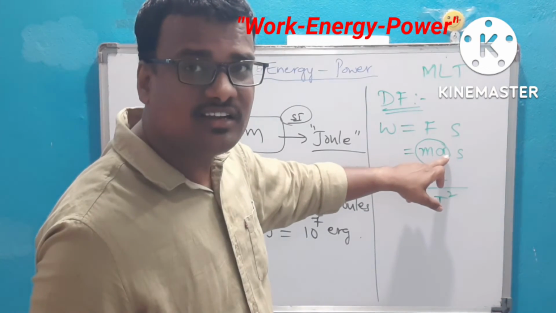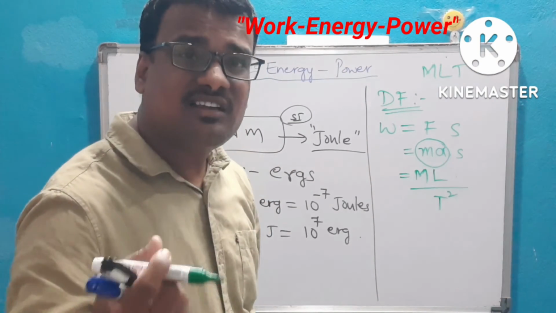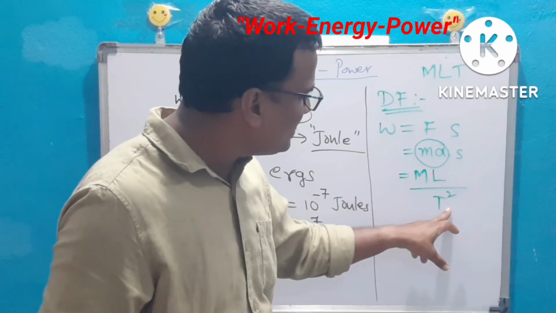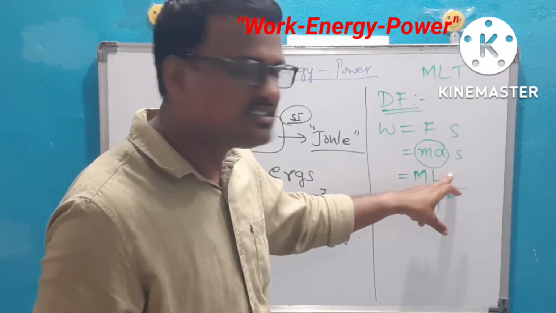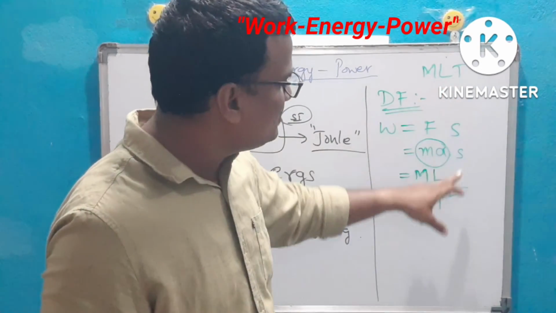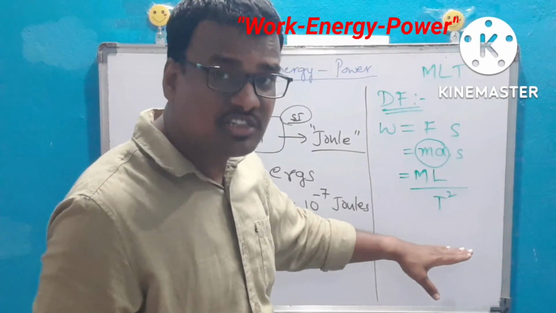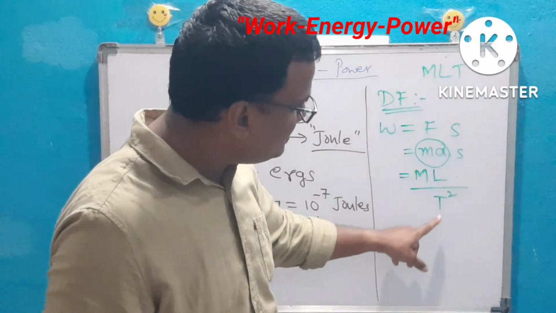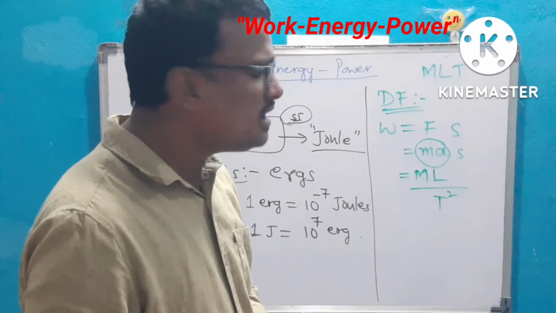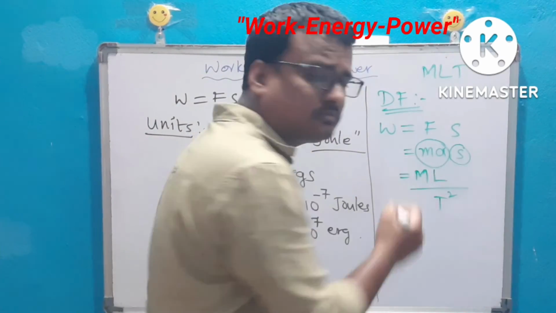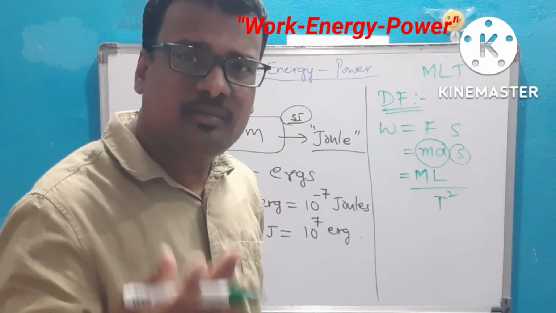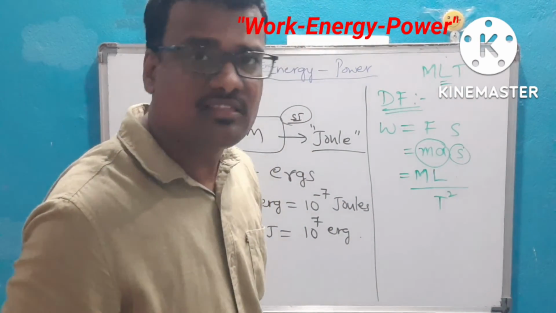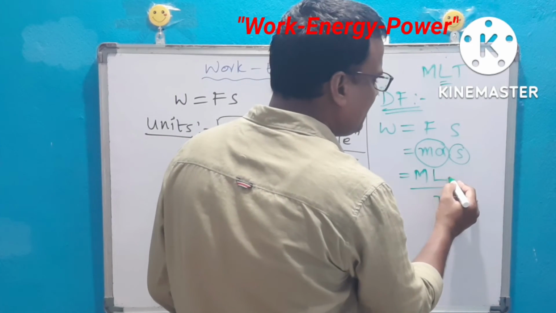But a is acceleration. Acceleration units are meter per second square. Meter means distance, so meter represents the letter L. So we can write L per second square. Second represents the time, letter T. So we can write T square here. Now this is also displacement. Displacement means it is also distance, and distance is represented by the letter L, length. So here also we can write L.